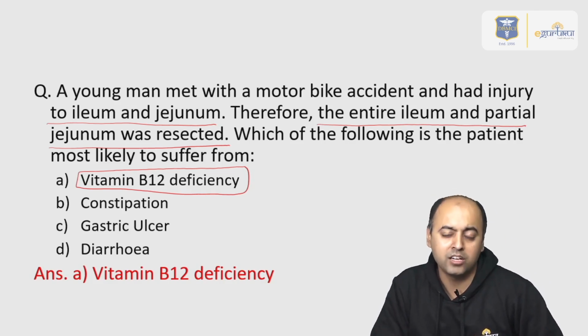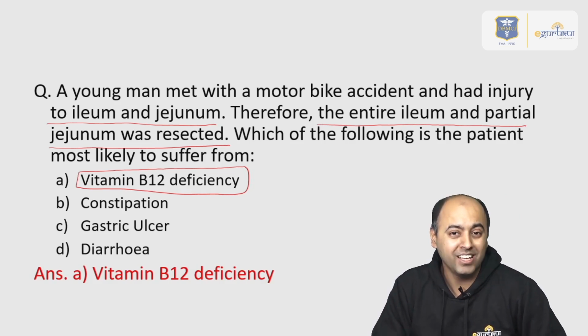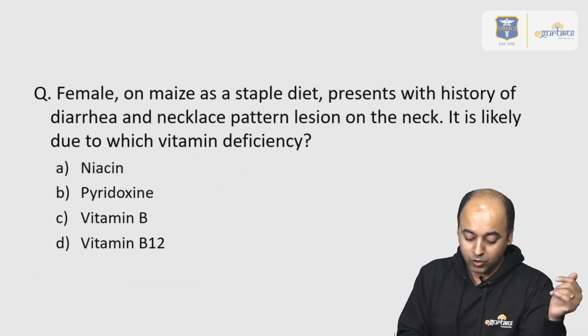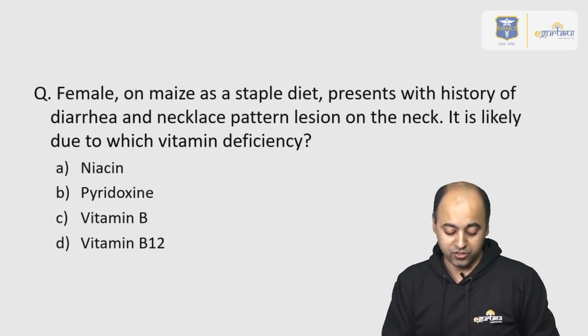Remember the water soluble vitamins: B1, B2, B3, B5, B6, B7, B9 and B12. These are the vitamins in the B complex. They are very frequently asked because of the associated clinical scenarios. More questions from vitamin deficiency.